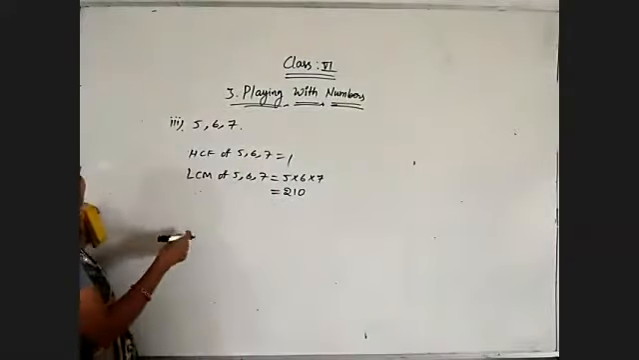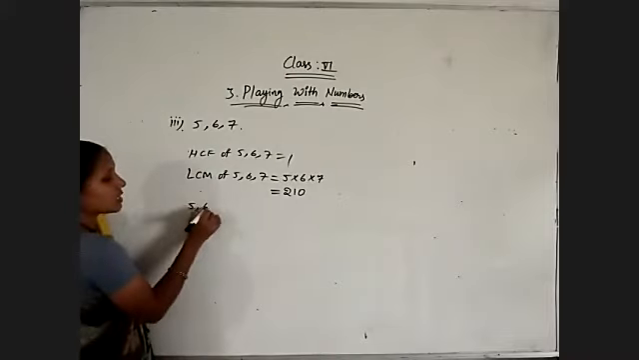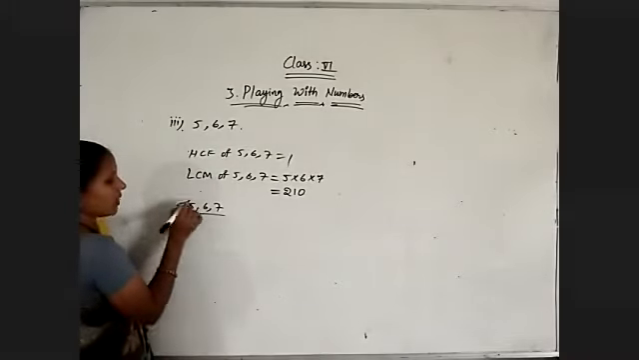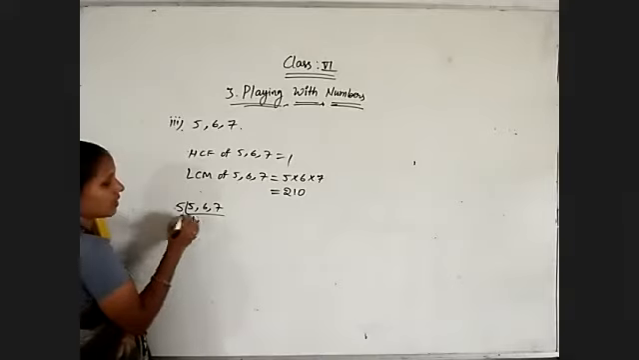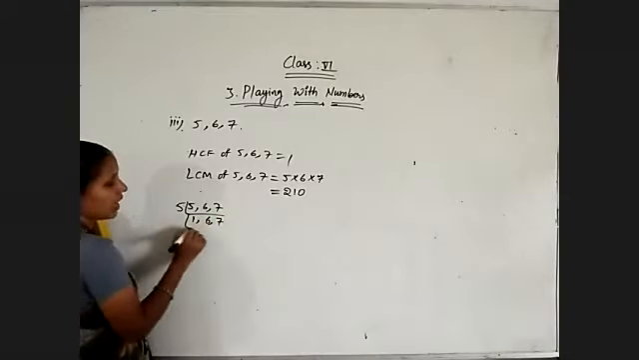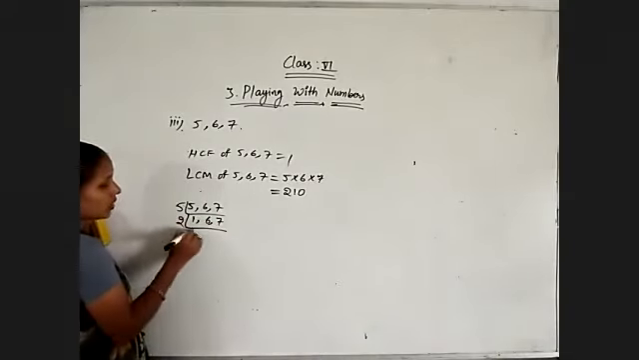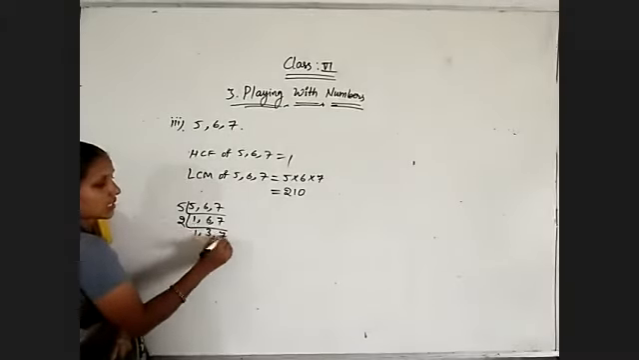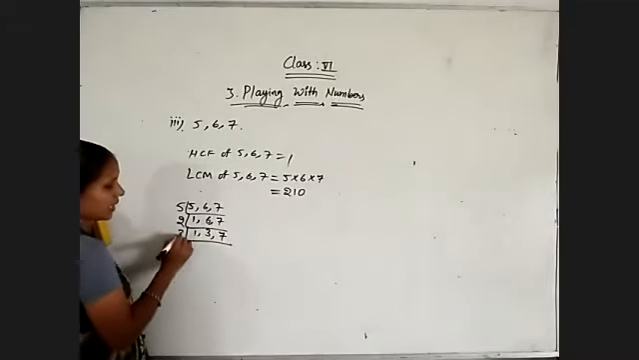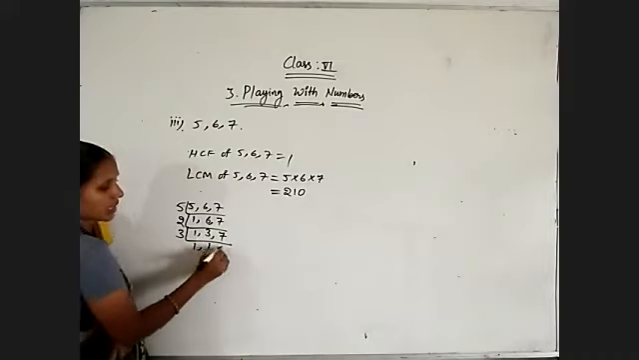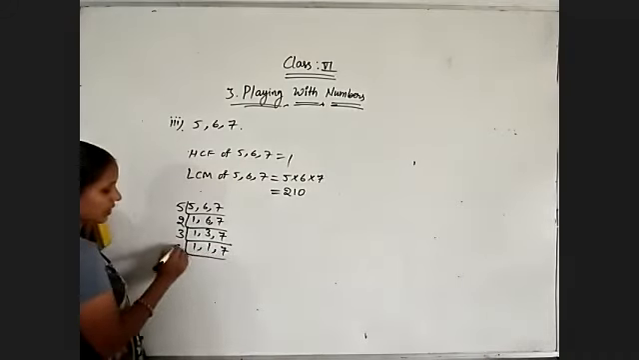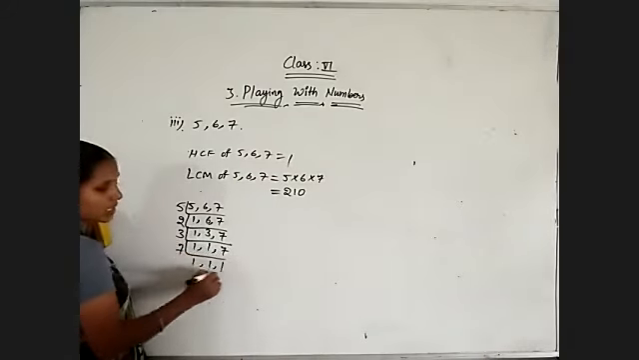So do it by the division method: 5, 6, 7. 5 is a prime number. 5 ones are 5, 6, 7. That's all. And 6: 2 threes are 6. 7 I am writing as it is. And 3 ones are 3, 7. Now 7 is left. So 7 is a prime number. Directly, 7 table I am taking.